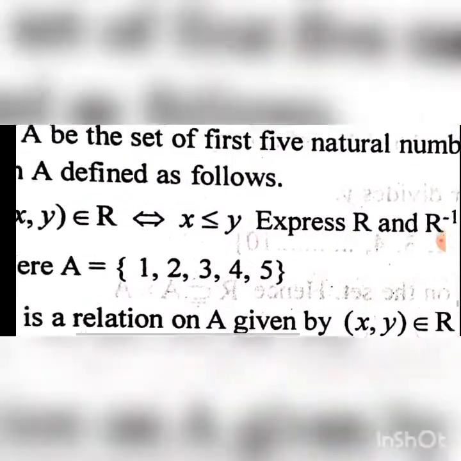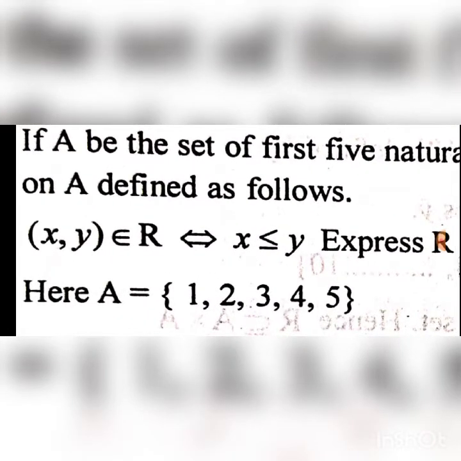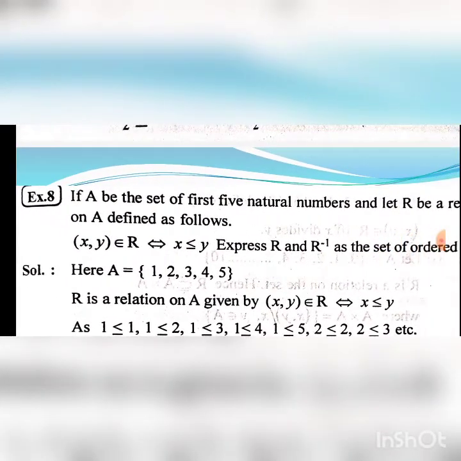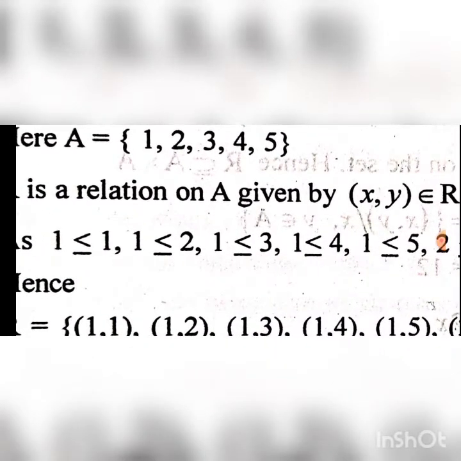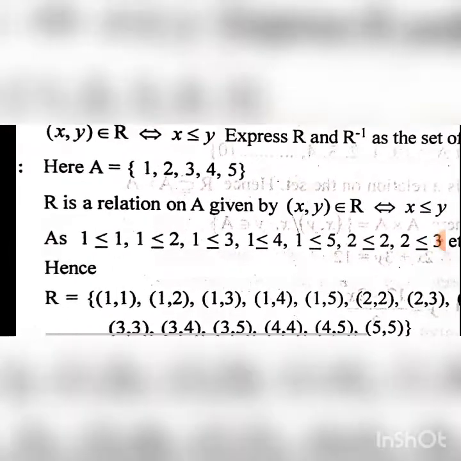And we have been given here the condition for the relation: (x, y) belongs to R if and only if the first element is less than or equal to the second element. Okay. And we have been given the set A, which is equal to the first 5 natural numbers. Okay. So see the solution. Here A equals {1, 2, 3, 4, 5}. And R is a relation on A given by, you can see here, this condition given in the question: (x, y) belongs to R if and only if x is less than or equal to y. Okay, so we know as 1 is less than or equal to 1, 1 is less than or equal to 2, 1 is less than or equal to 3, 1 is less than or equal to 4, and 1 is less than or equal to 5.